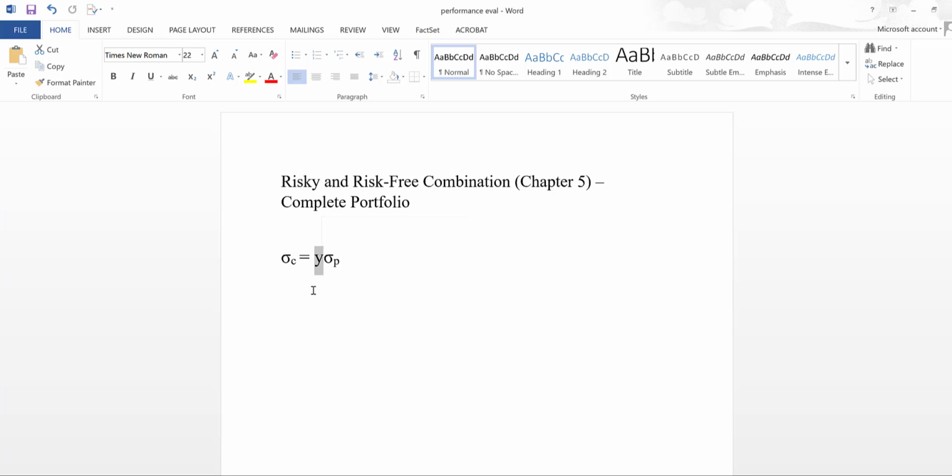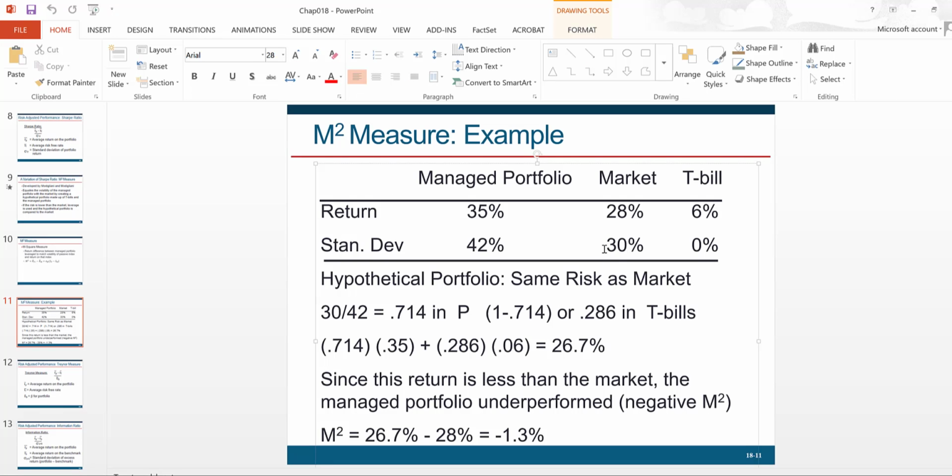What is y here? Y is the proportion in the risky portfolio, and sigma p is the risk of our risky portfolio. So here what we are trying to do is get the combined portfolio to have a risk of 30%, and our sigma p, the risk of our managed portfolio, is 42%. So sigma c is 30%, sigma p is 42%.